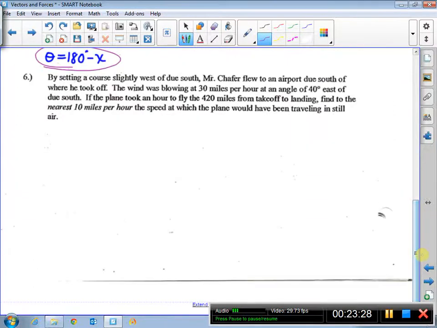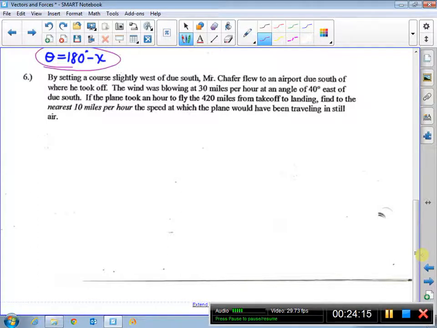And the last question is a word problem. It says, by setting a course slightly west of due south, Mr. Schaefer flew to an airport due south of where he took off. The wind was blowing at 30 miles an hour at an angle of 40 degrees east of due south. If the plane took an hour to fly 420 miles from takeoff to landing, find to the nearest 10 miles per hour the speed at which the plane would have been traveling in still air.